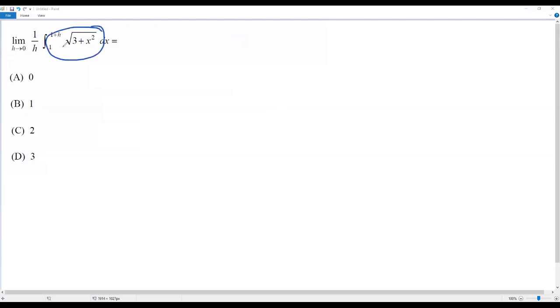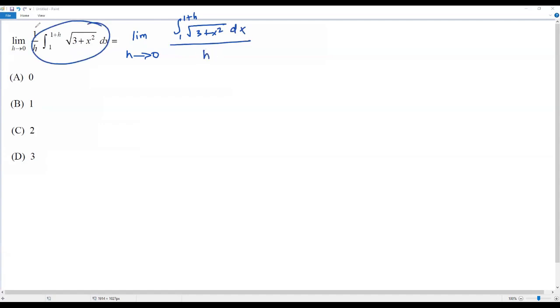Whenever we multiply a fraction by some expression, the numerator of the fraction can be multiplied by that expression. Then the given expression becomes the limit as h approaches 0. When I multiply this 1 and this definite integral, I get the integral from 1 to 1 plus h of the square root of 3 plus x squared dx, all divided by h. I just multiplied the definite integral and the 1, and I have written the result in the numerator. In the denominator we have h.